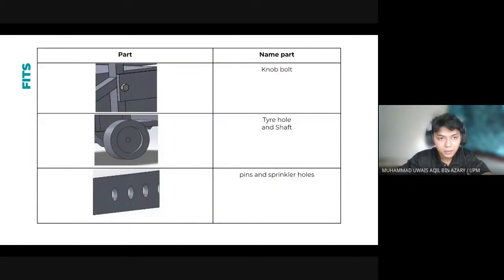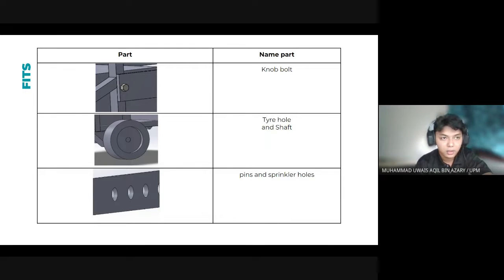Next, for the fits, for our project wheel sprinkler, we choose interference fits and running loose fits. For the interference fit, we use it for the tire hole and shaft. For the close running fits, we use them for the knob bolt, pin, sprinkler hole and fastener. Because for the tire hole and shaft, we need the shaft and tire hole to stick together and not move.